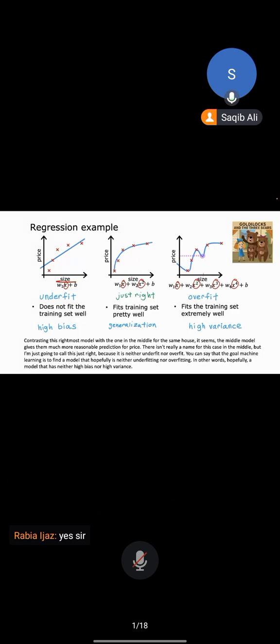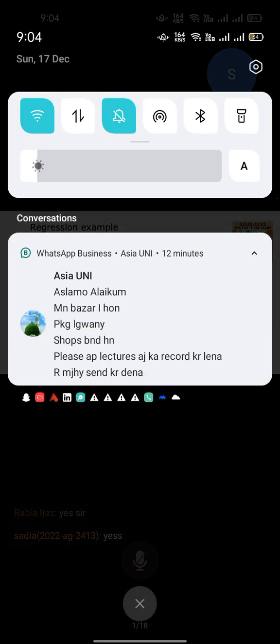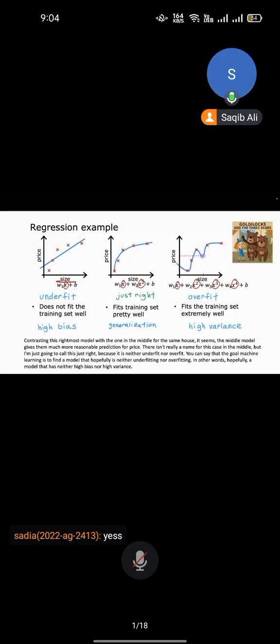So both linear regression and logistic regression have a problem of underfit and overfit. Okay, as we discussed in previous week. Our objective is to develop a learning model which is just right or best fit.